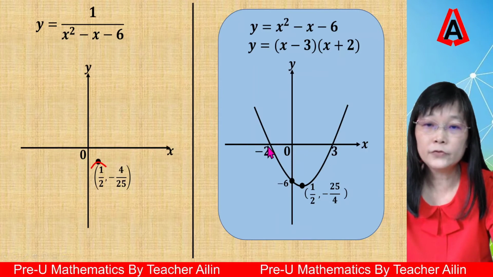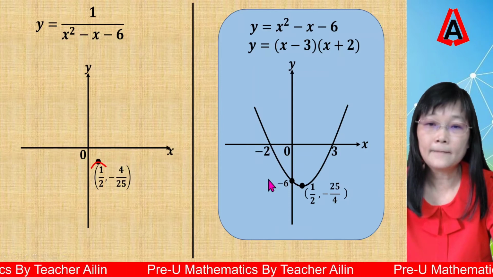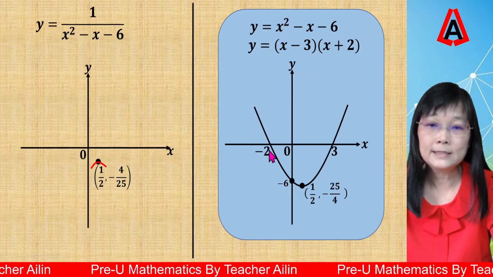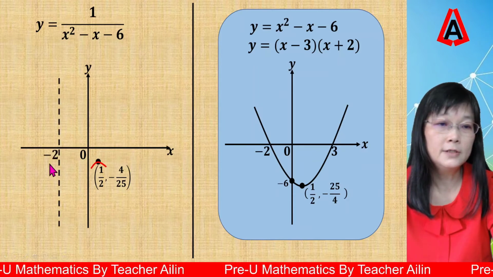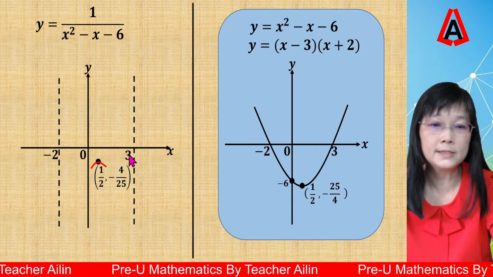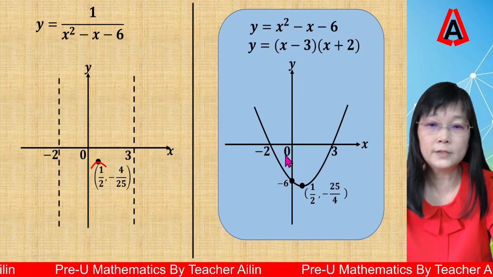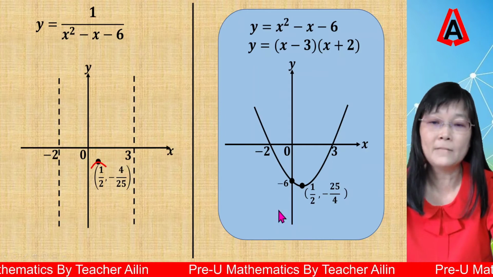Here you have two x-intercepts. So the x-intercept, when converted to the reciprocal function, will become the vertical asymptote. So we have two vertical asymptotes since we have two x-intercepts.